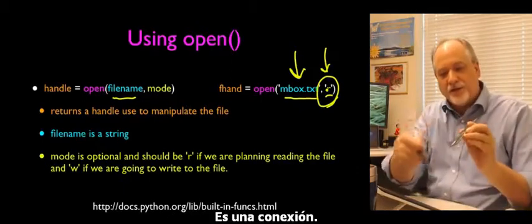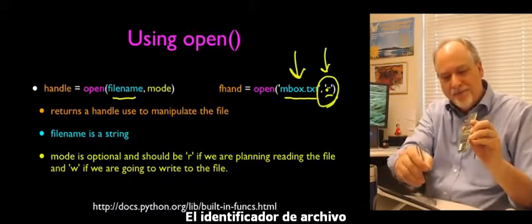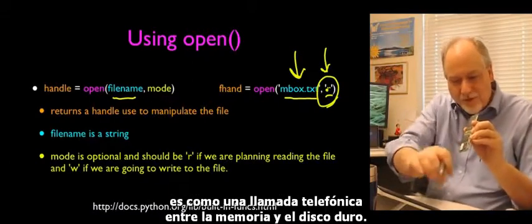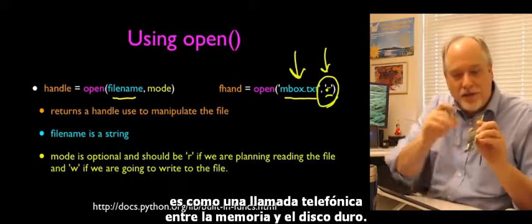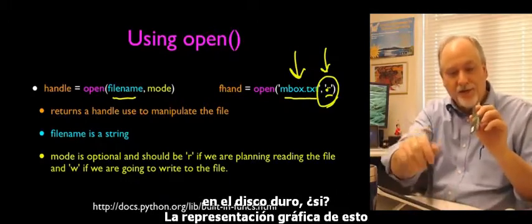So it's a connection. Your program's kind of running in here, and the file handle is like a phone call between your memory and your disk drive. It's not the actual data. The actual data is still sitting on the disk drive.